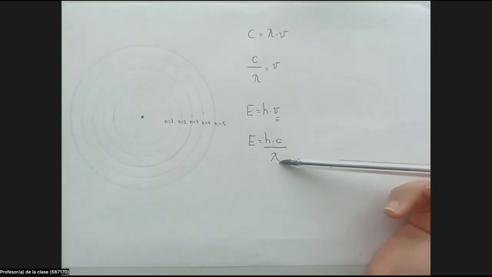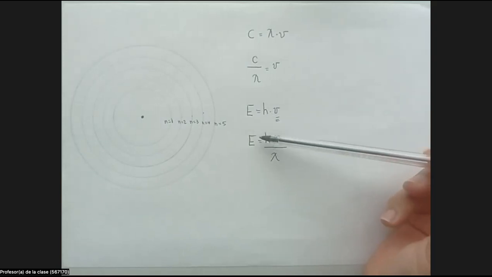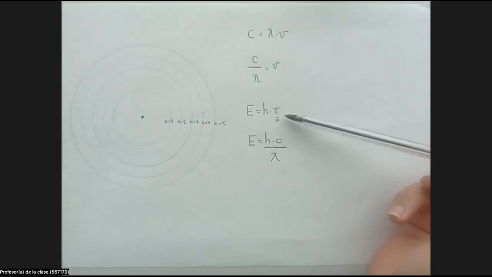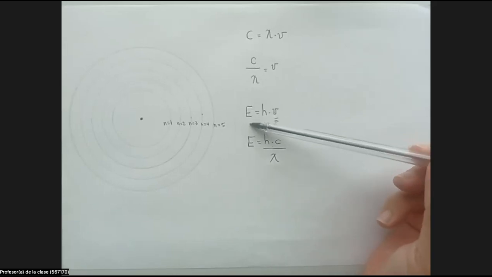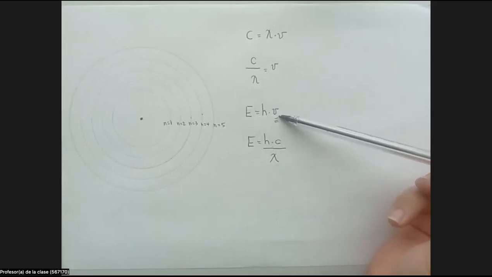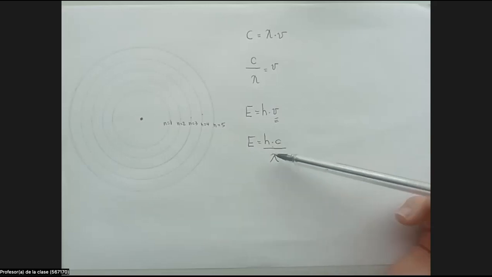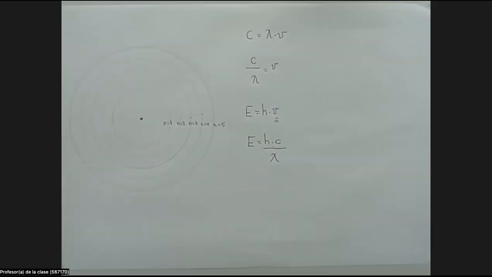of the light. These two formulas are the same. Only that the first one has the frequency present, and the second one has the wavelength. So back to the question.